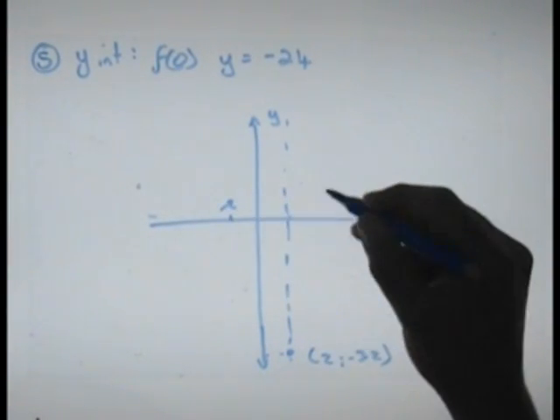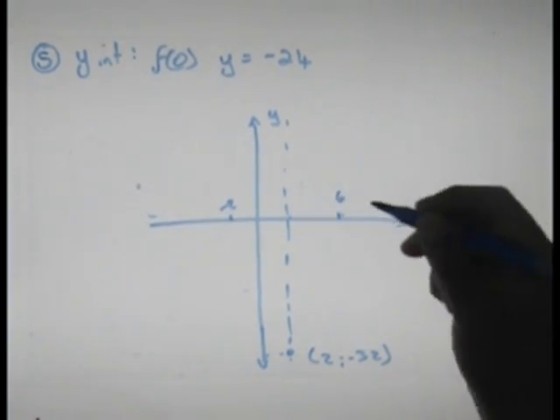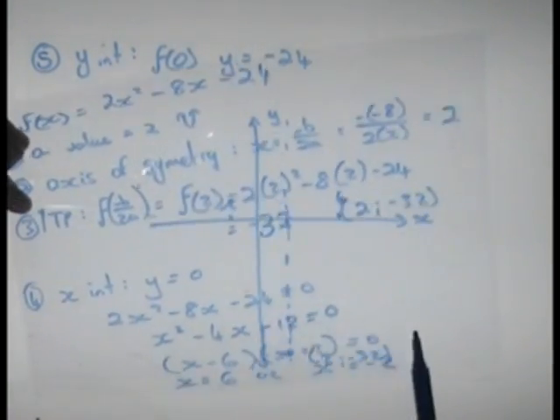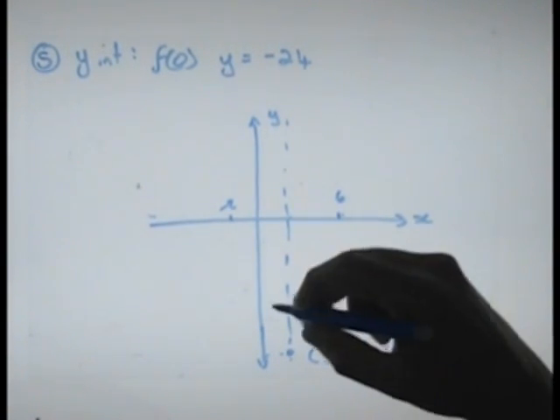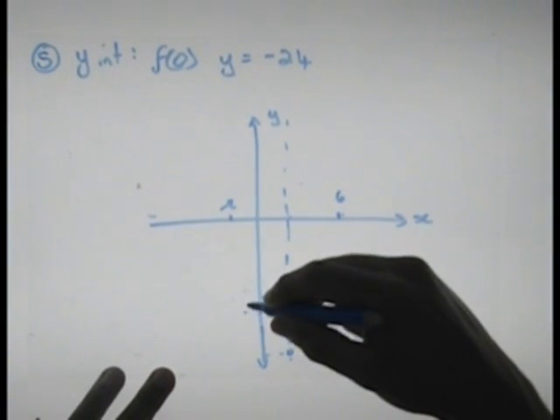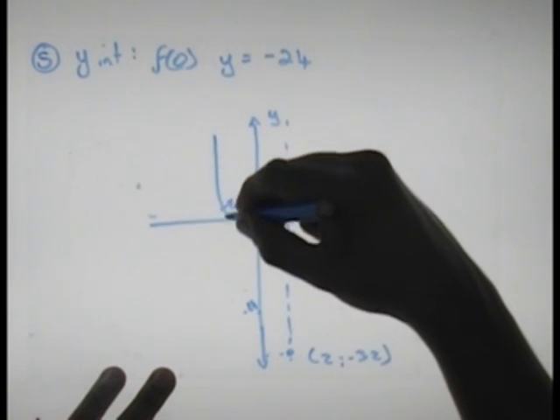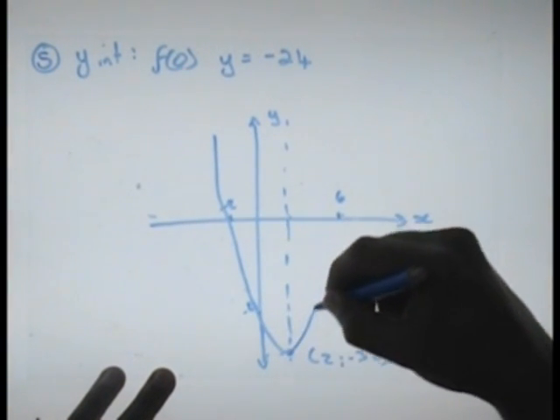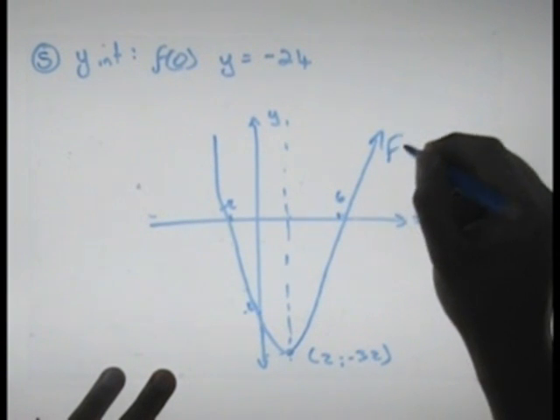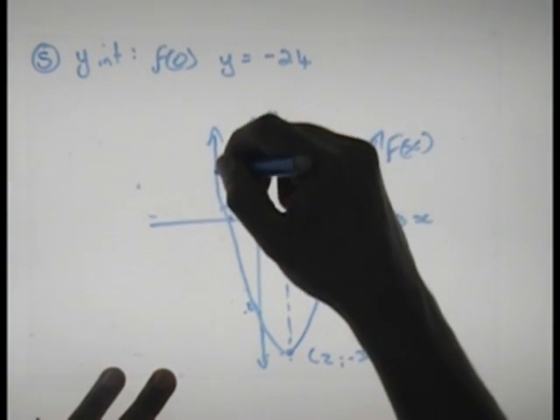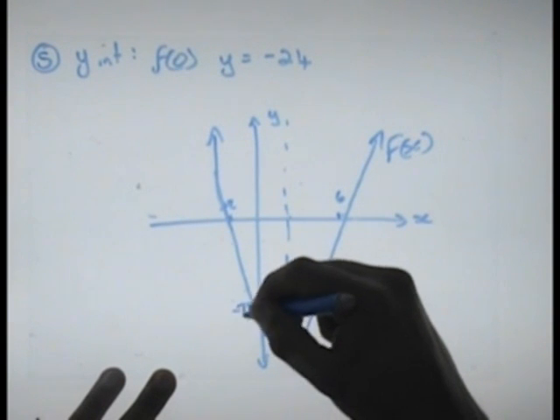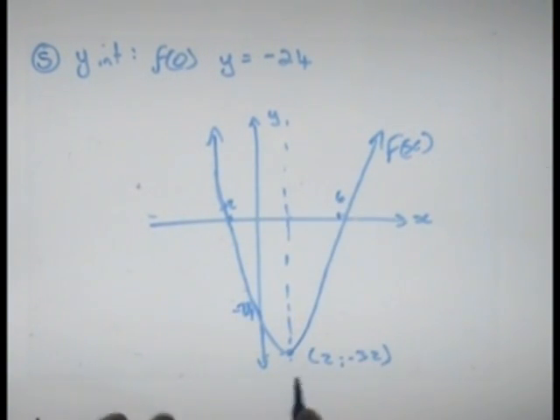We then have our two x-intercepts of 6 and negative 2, which is going to go over there and over there. And we've also got our y-intercept of negative 24, which is somewhere over there. That means my graph will look something like that. And that's the graph f of x. Negative 24, negative 2, 6, and the turning point 2 and negative 32.